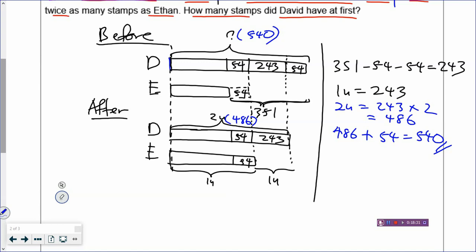Alright, so that's how you draw the model. Alright, you can see that drawing comes first, and then the solving comes later. Alright, let's go to the practice problem.